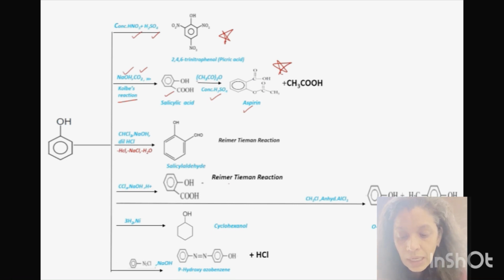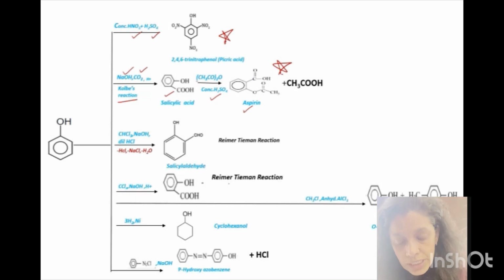Only difference is that in place of chloroform, we use CCl4, with NaOH and HCl, in terms of any acid, HCl, H2SO4, you can use any of the acid. It will form salicylic acid. This reaction is called as the Reimer-Tiemann reaction. Phenol when undergo hydrogenation in presence of nickel, palladium or platinum, it will form cyclohexanol.